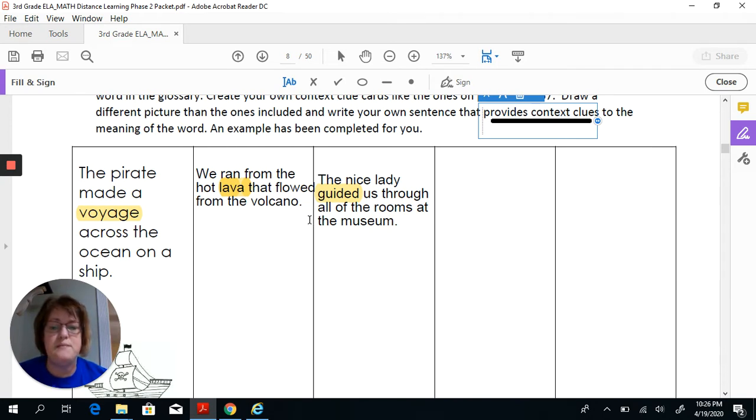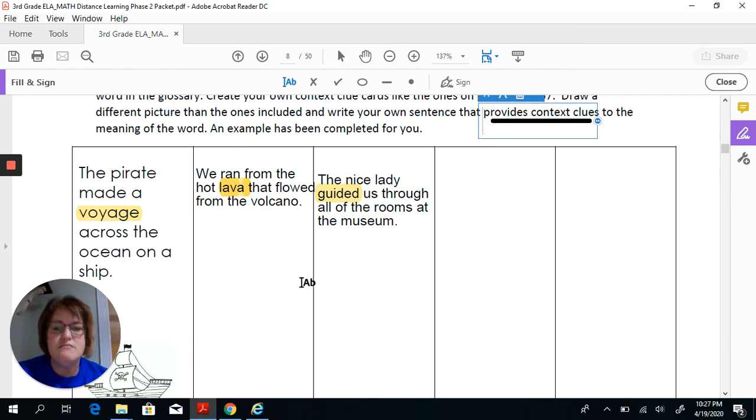and I know how to use that word in a sentence. And then over here for the next one, guided, I wrote, the nice lady guided us through all of the rooms at the museum. And if you all remember us going to the art museum, you remember the lady that guided us through there and talked to us about Van Gogh's famous artworks that were displayed in the museum. So she guided us around or led us through the rooms.